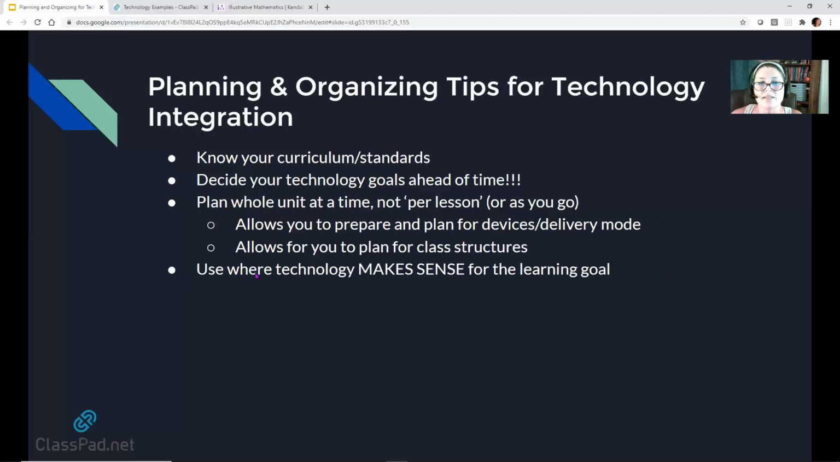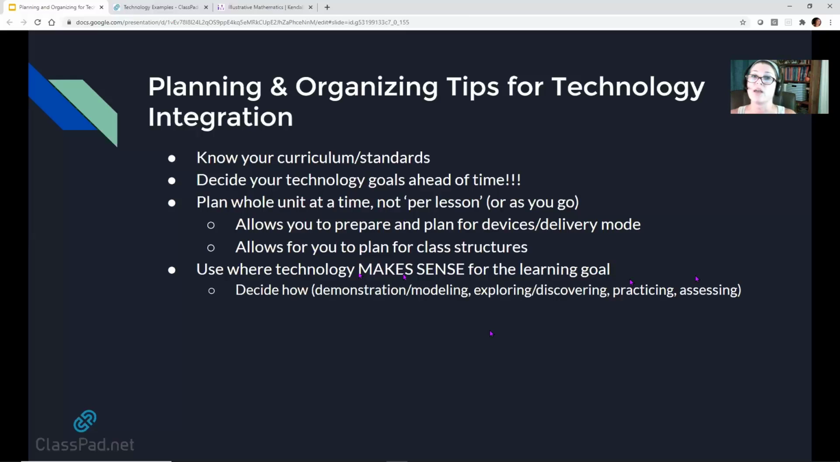And then this is key. Where does it make sense? A lot of teachers fail because they're trying to use technology all the time, every time, and it's not always necessary, and it's not always the most appropriate tool. Sometimes a pencil and paper is the best tool for something. So you really need to be looking at your whole unit and where it is going to make more sense to do my activity.